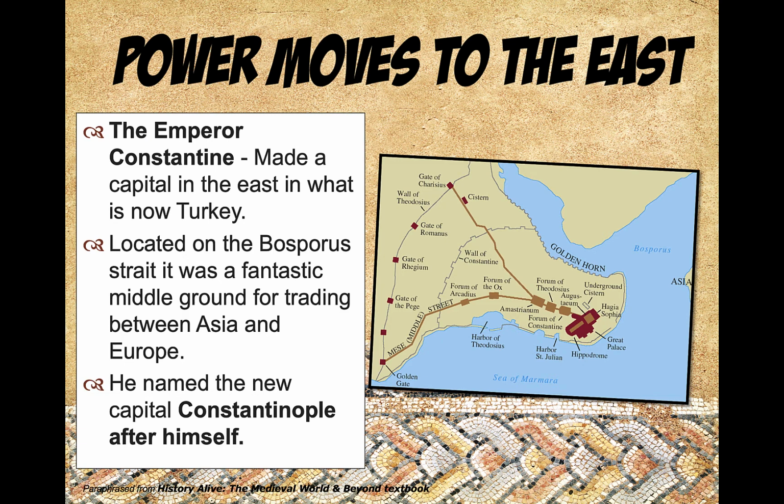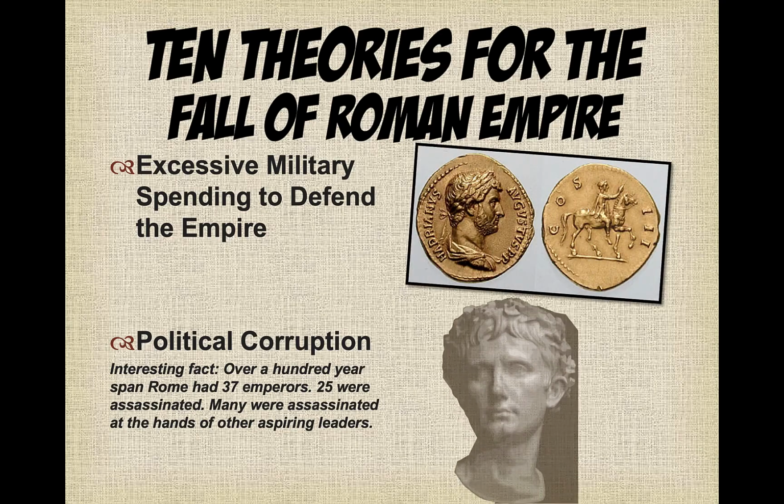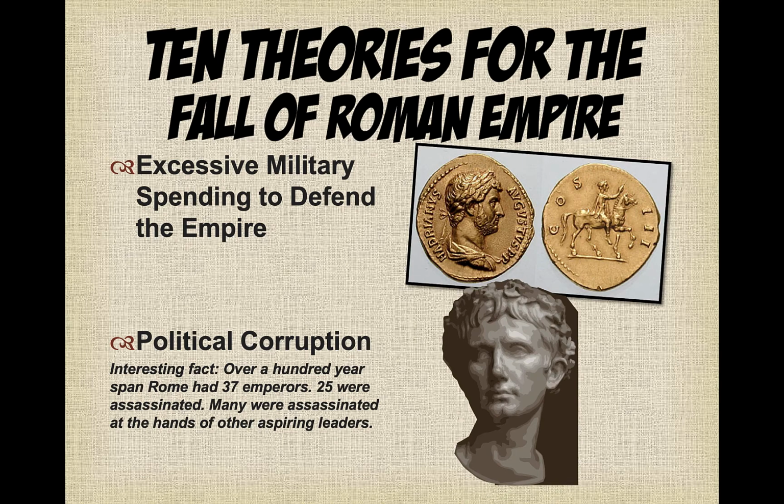But Emperor Constantine made a capital in the east in what's now called Turkey. And basically it was this wonderful area of trade and power. And so some of the other areas of the empire were forgotten because of this very powerful move to the east. So there's actually 10 theories for the fall of the Roman Empire.